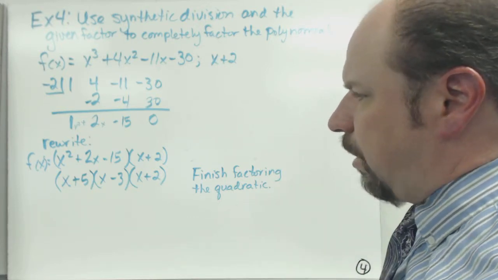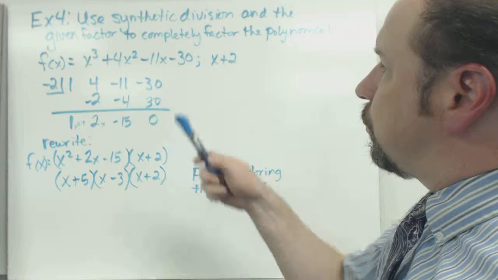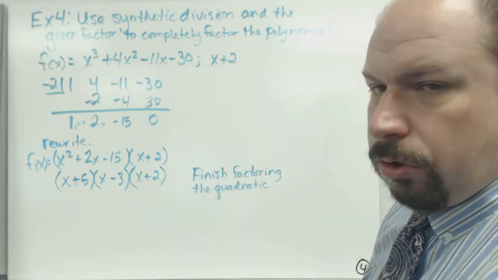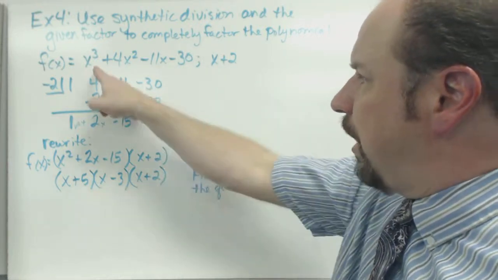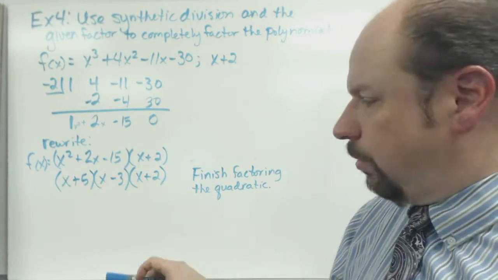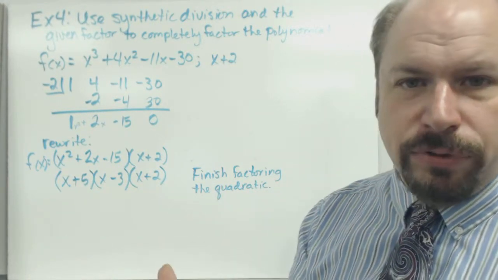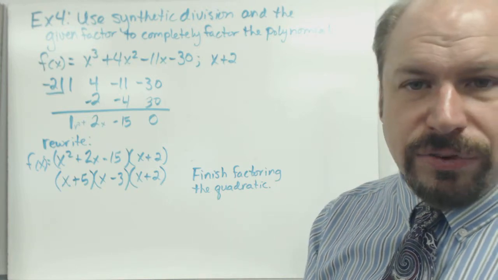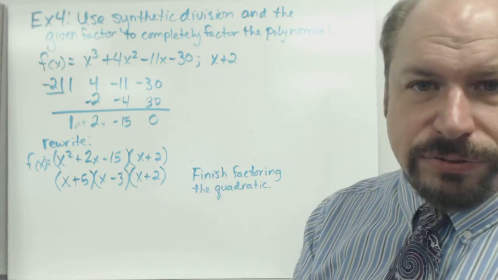So we have finished that off by factoring the quadratic. So we have completely factored the polynomial now. So this is equal to this when it's completely factored. Okay, so hopefully you see the process of synthetic division now, and you'll be able to successfully do this.